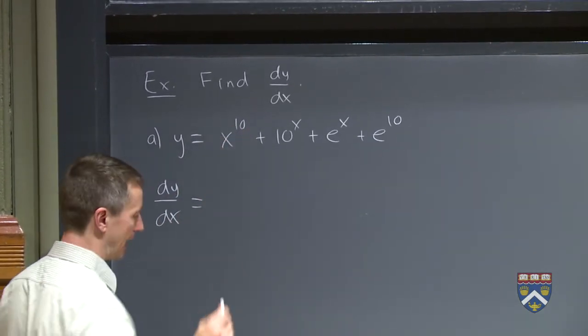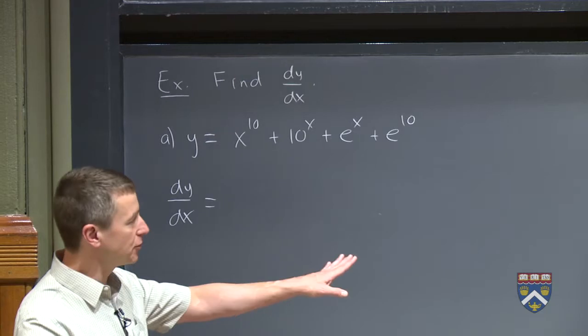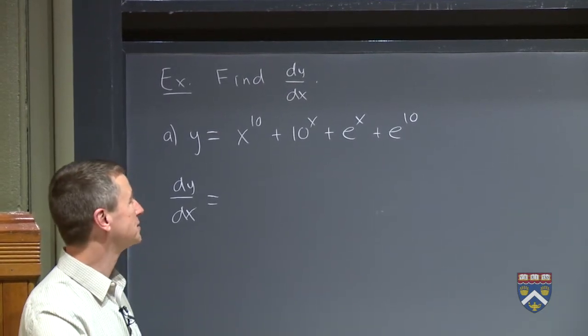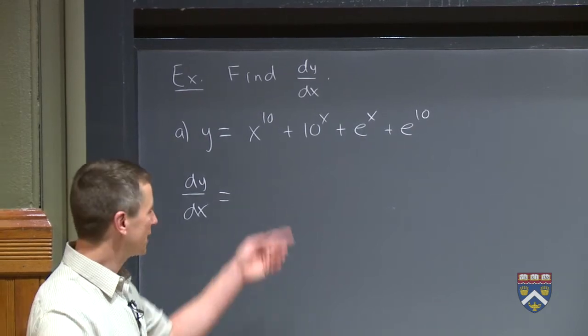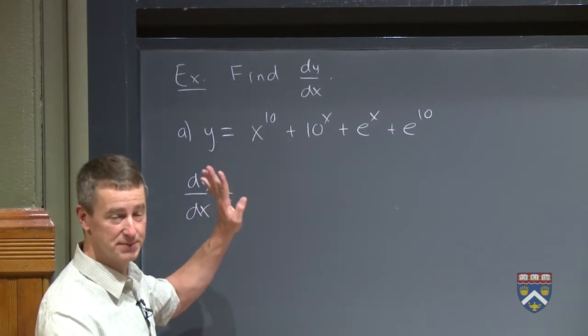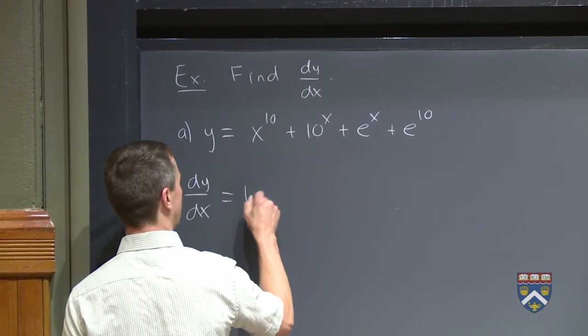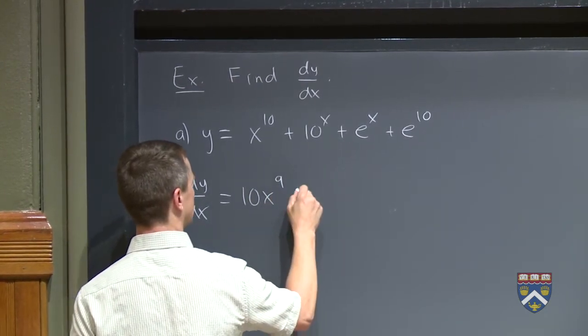So this x to the 10, which rule should that be? Should that be our brand new rule for exponentials or our slightly older rule for power functions? So if we look at this, we see the x is in the base, which means this is not an exponential function. So this is our old power rule. The derivative of x to the 10 is 10x to the 9.